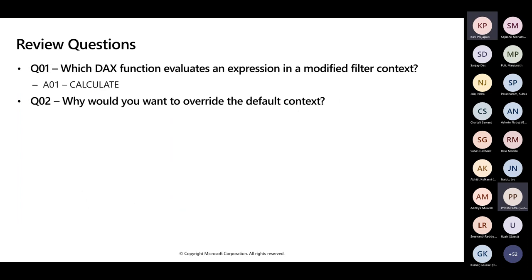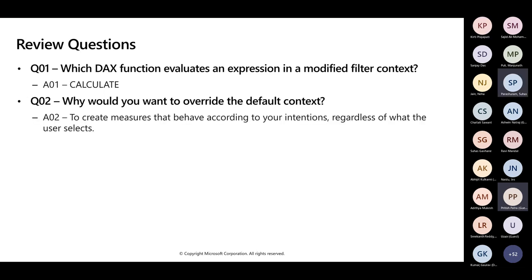And the second is, why would you want to override the default context? Specific criteria? Criteria is there, but we have to create a measure. Measure is a kind of summarization of the data. I do not want the existing context, but I want to override it by creating the measure where I want some data related to that column only, regardless of what the user selects, right? I am just pulling out some information from the column and displaying it as a summary in the measure. So you can create the measure that behaves according to whatever intention you have in collecting the data and displaying it for the users.